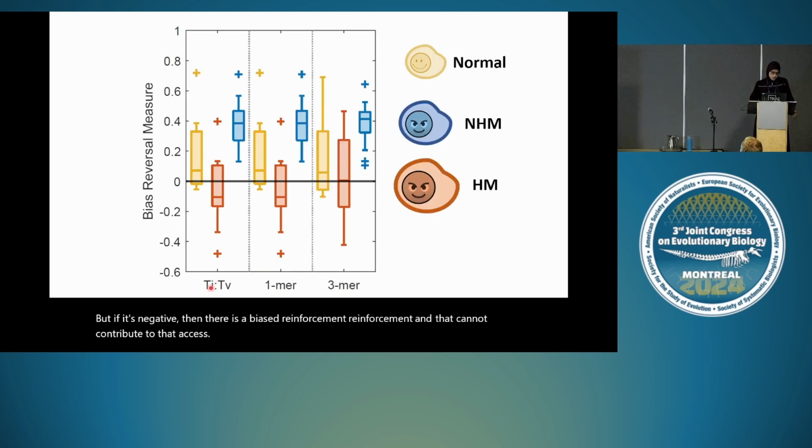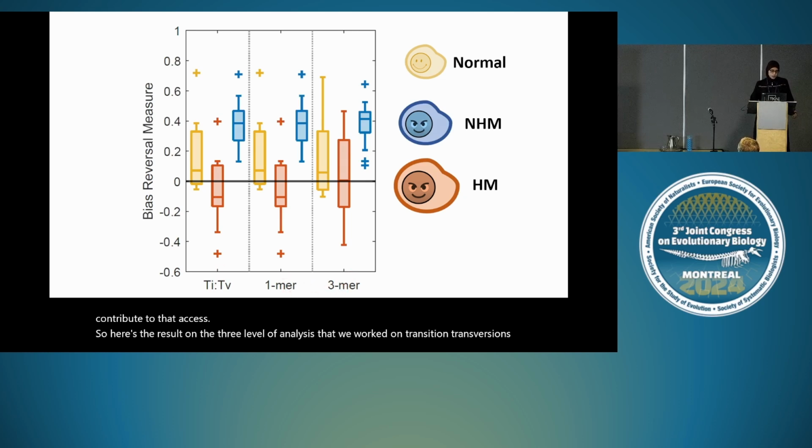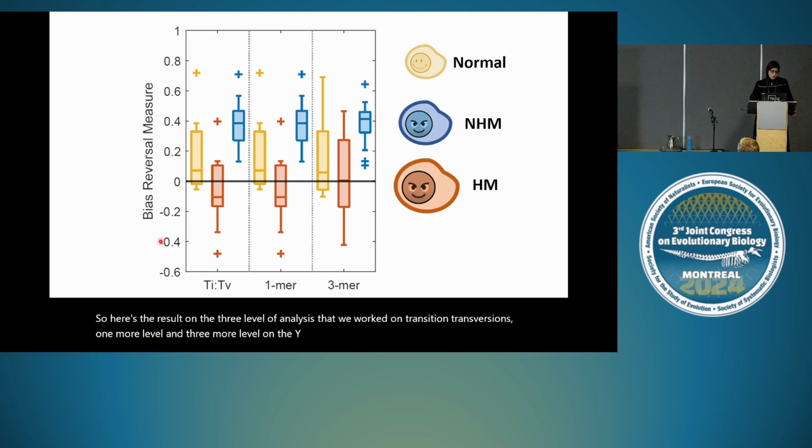So here's the result on the 3 levels of analysis that we worked on: transition transversion, 1-mer level, and 3-mer level. On the y-axis, you see the bias reversal measure, and these distributions are across different tissues. Again, yellow is normal, blue is non-hypermutators, and red is hypermutators. The interesting thing is that on the 3 levels of analysis, we see a significantly positive bias reversal measure, and it's actually positive in all tissues, and that only applies in non-hypermutators. All the other distributions are not significantly different from 0.